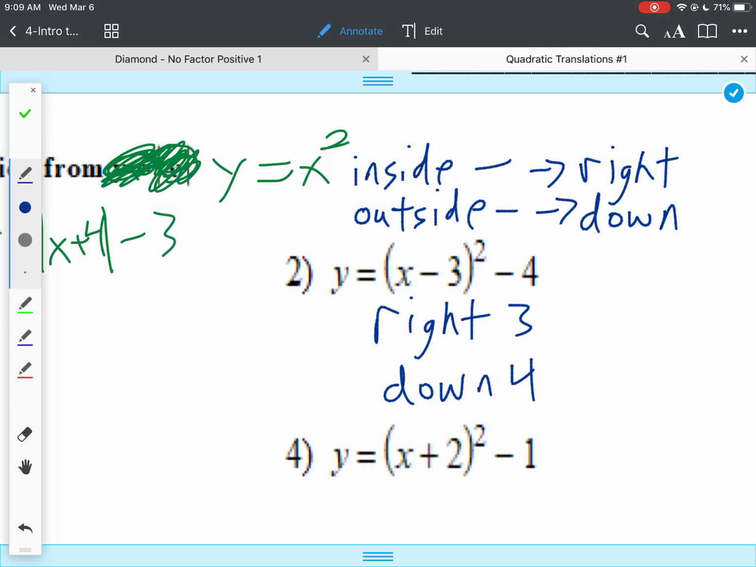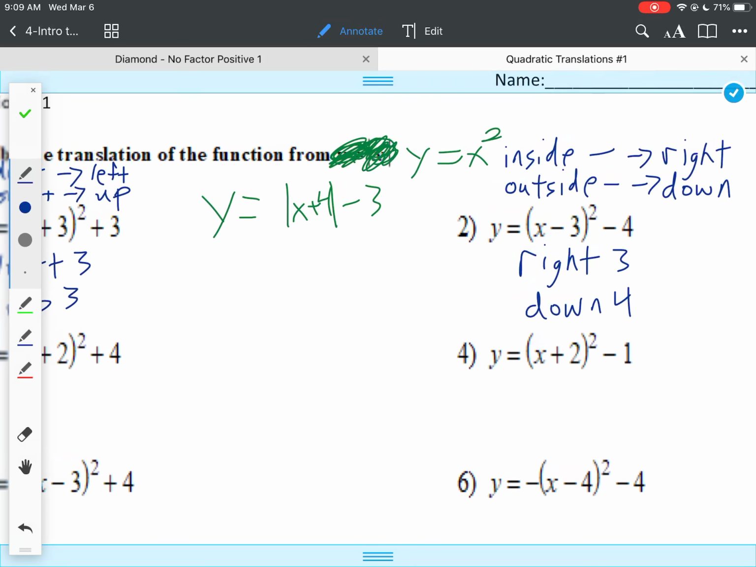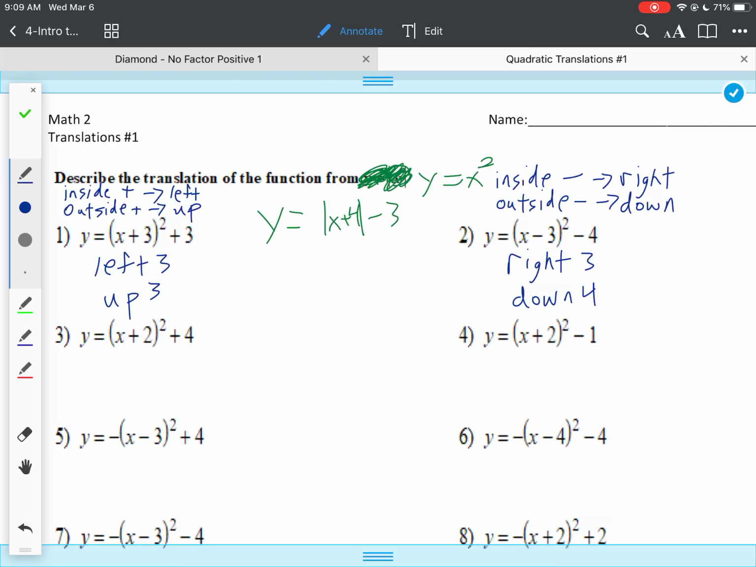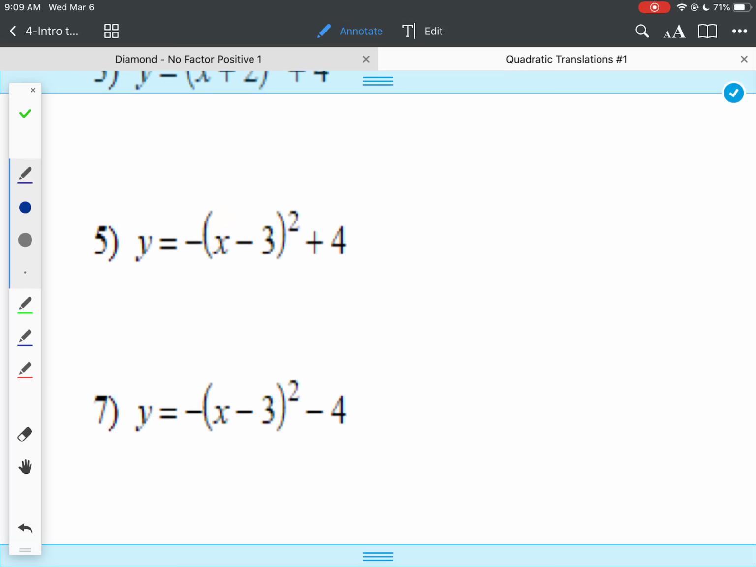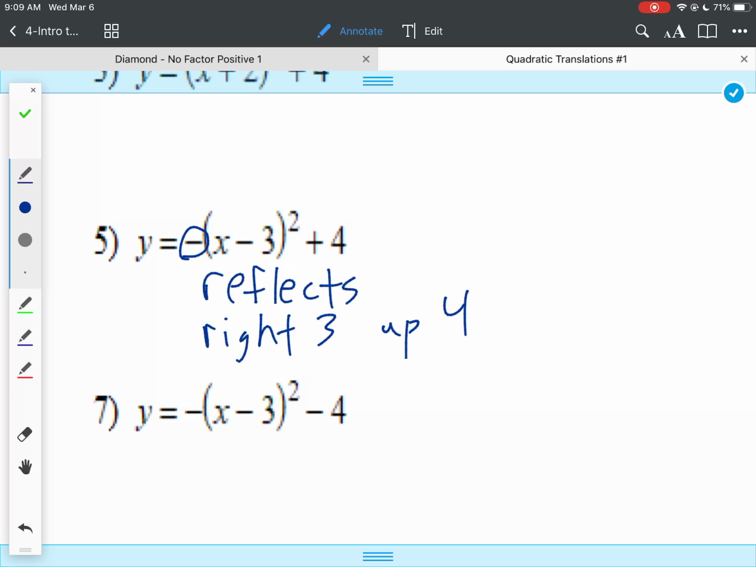You guys will have the graphing calculator for this part, so feel free to plug it in and check your work. But just follow this: inside positive left, outside positive up, inside negative right, outside negative down. Okay, and if there's that negative sign out in front, it reflects. So this one will be reflects, right 3, up 4.